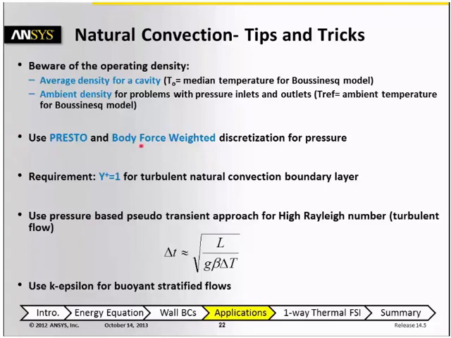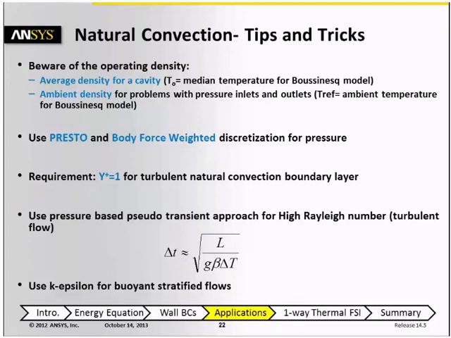Only the Presto or body force weighted pressure discretization schemes can be used in natural convection problems. If you choose any of the other pressure discretization schemes, it can result in non-physical flow behavior near the wall. For turbulent flows, it's generally accepted that the first grid point should be at y plus equals 1 in order to get accurate results. But you do have to remember this is not a magic number, and you also need to have several inflation layers with a growth ratio that's no greater than about 1.2.